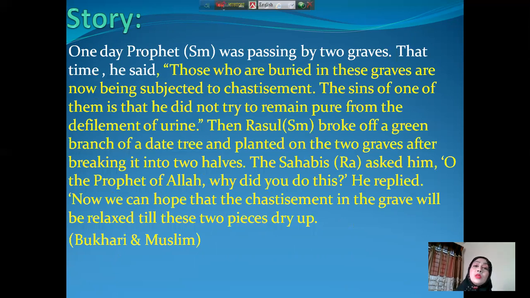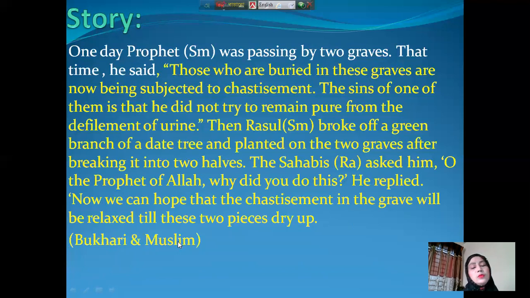One day, Prophet Muhammad Sallallahu Alaihi Wasallam was passing by two graves. That time he said, "Those who were buried in these graves are now being subjected to chastisement." Students, do you know the meaning of chastisement? Actually, chastisement means serious punishment. Okay, the sin of one of them is that he did not try to remain pure from the defilement of urine. Then Rasul Sallallahu Alaihi Wasallam broke off a green branch of a date tree and planted it on the two graves after breaking it into two halves. The Sahabas Radiallahu Ta'ala Anhum asked him, "Oh, the Prophet of Allah, why did you do this?" He replied, "Now we can hope that the chastisement in the grave will be relaxed till these two pieces dry up."